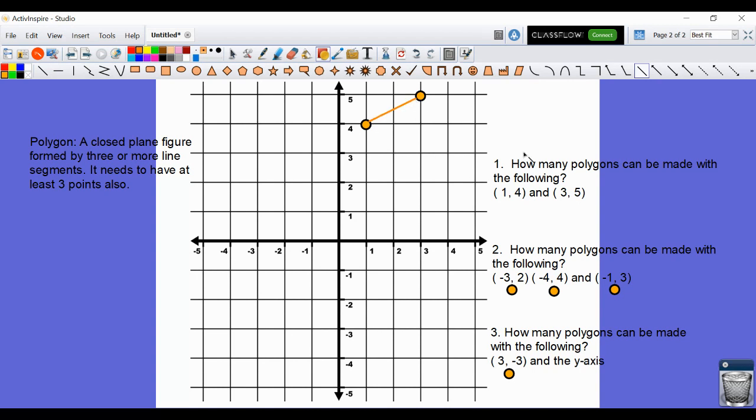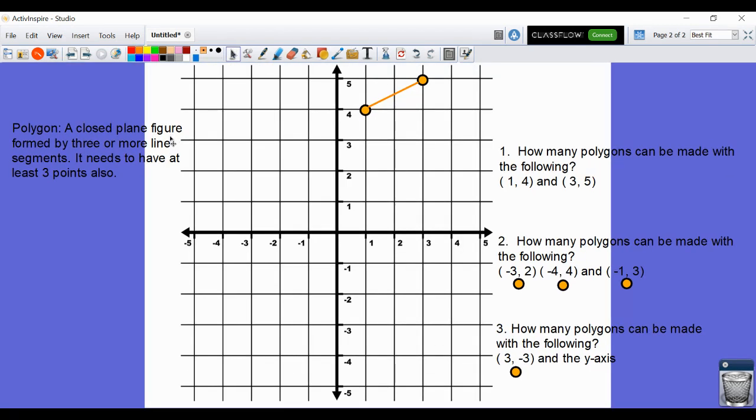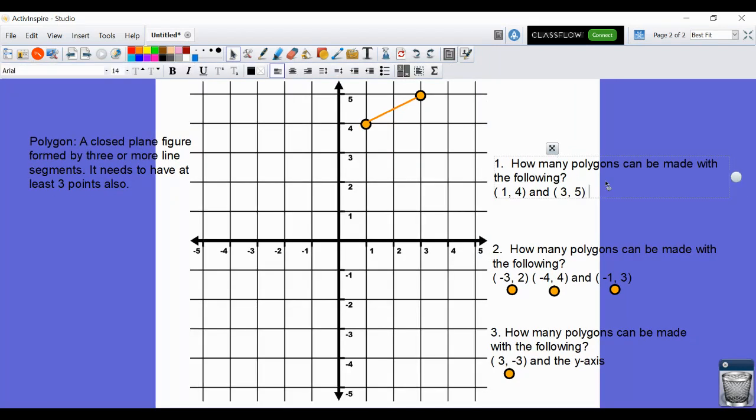Can we make a polygon out of this? Let's take a look. A polygon is a closed plane figure. First of all, it's not closed. It's formed by 3 or more line segments. How many line segments do we have here? We have 1. It also needs to have at least 3 points. We have 2 points, so none. We can make no polygons out of just 2 points.